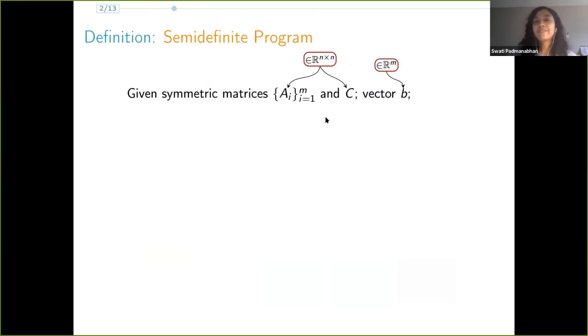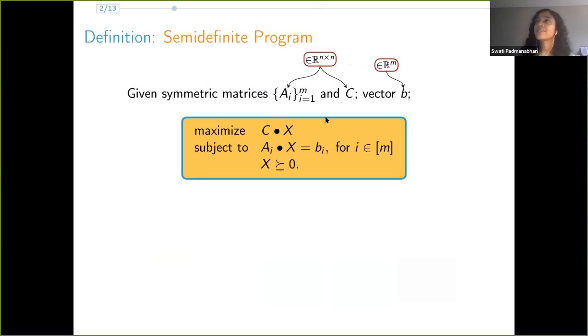So I'll start with defining what an SDP is. You're given as input a cost matrix C and constraint matrices A1 through AM and a constraint vector B. And the goal is to find a positive semi-definite matrix X that satisfies these M equalities and also maximizes this objective. This bullet symbol here indicates the trace of C times X. So it's the inner product between two matrices.